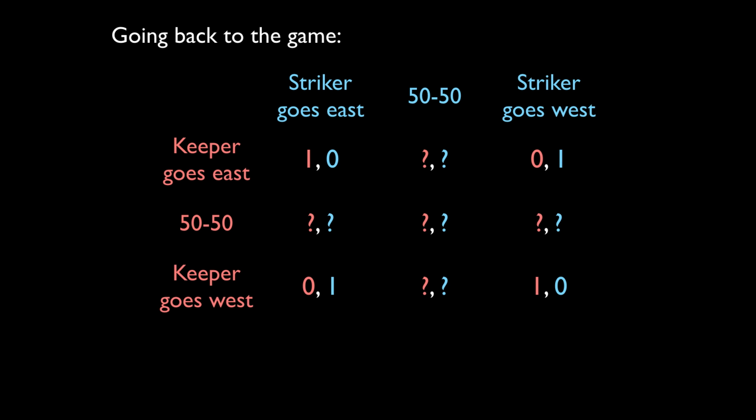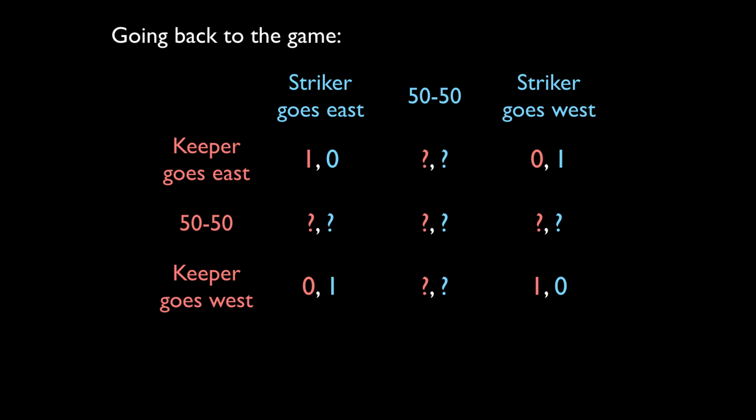So let's see. My keeper is red. Here's my keeper, and the keeper can either go east or west. Can you see that? Probably not, right? Well, there is black. Here's my keeper, go east. Now my striker, I'll do it with go east.